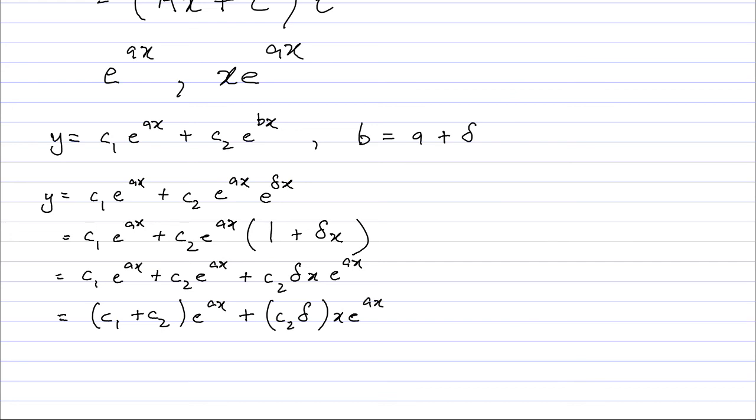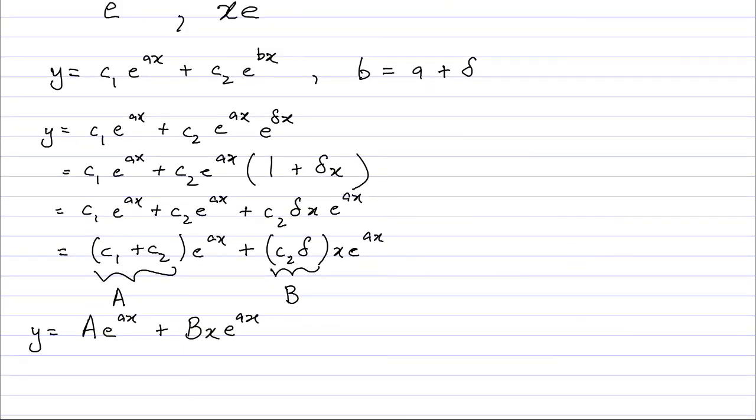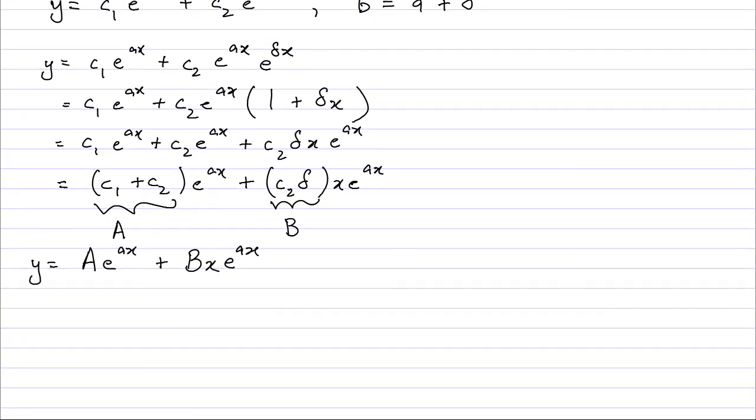I can then redefine my c1 plus c2 as a new constant capital A. This is a new constant capital B, so that my general solution is some constant determined by the initial conditions multiplied by e raised to power ax plus some other constant again determined by the initial conditions multiplied by x e raised to power ax. Exactly the same as before.